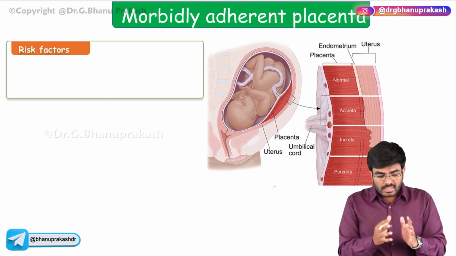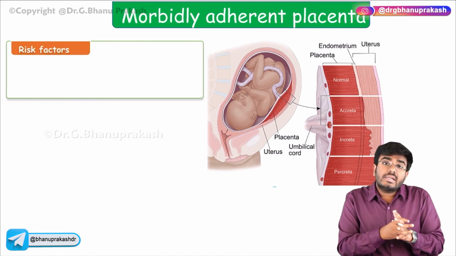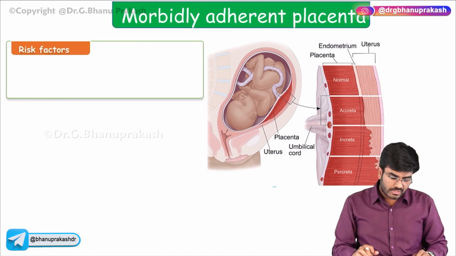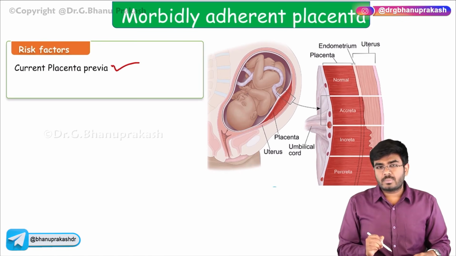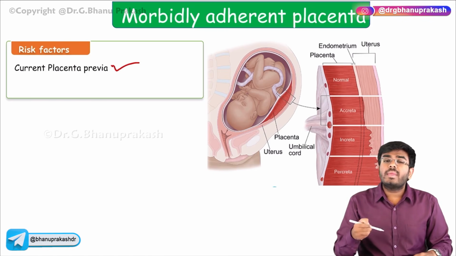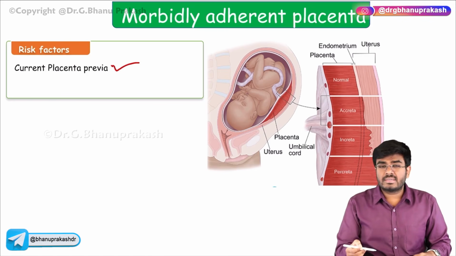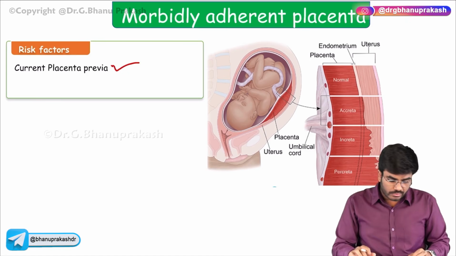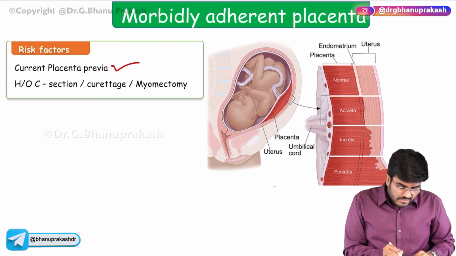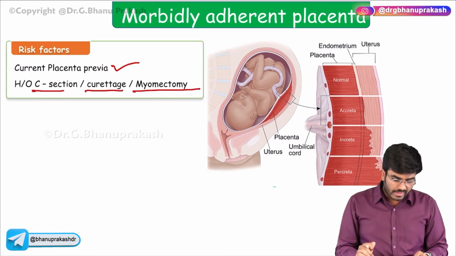After delivery of the baby, these placentas are not going to come out. Why? Because they have penetrated deep into the wall of the uterus. So, what are the risk factors? Current placenta previa. Right now, there is placenta previa, and this placenta previa may have a morbid adherency to the uterine wall. It may be morbidly adherent to the uterine wall. Previous history of C-section, curettage or myomectomy can also be risk factors.